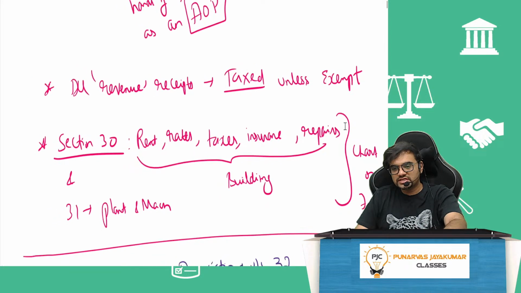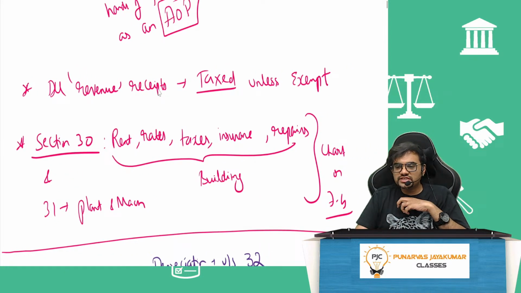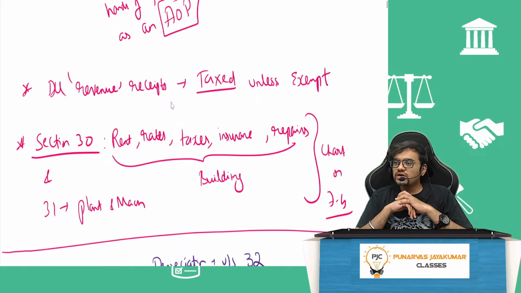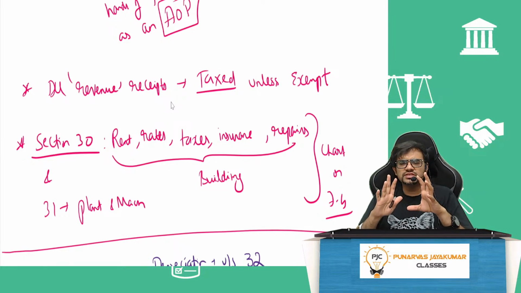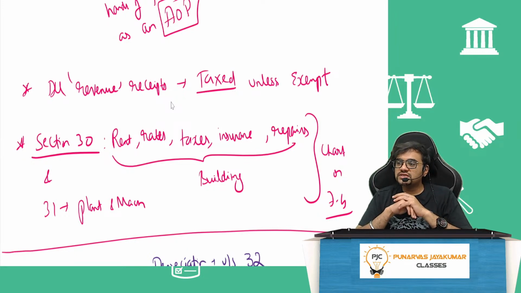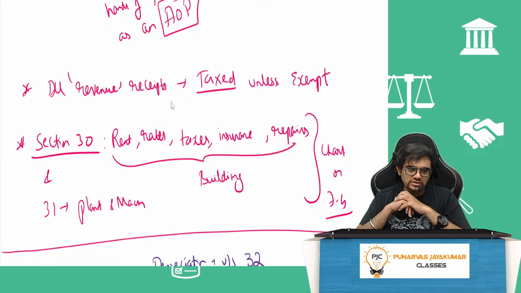As I discussed, all revenue receipts, as a general rule, are taxed unless exempt. Here I'm talking about revenue expenses. All revenue expenses are allowed as deduction. All capital expenses are generally never allowed as deduction, except building, which is a deemed building concept.